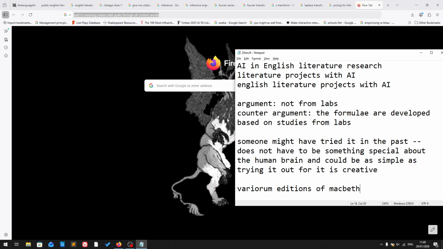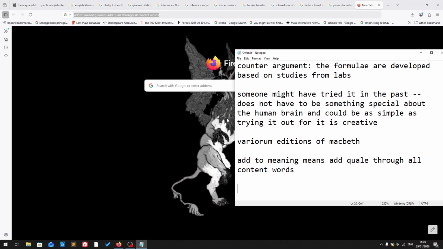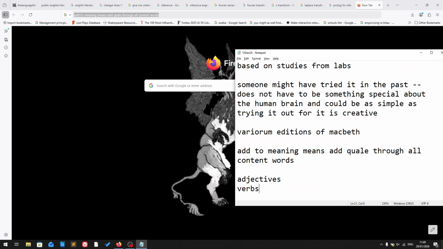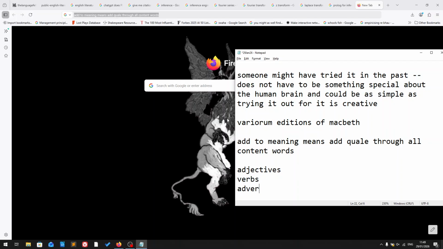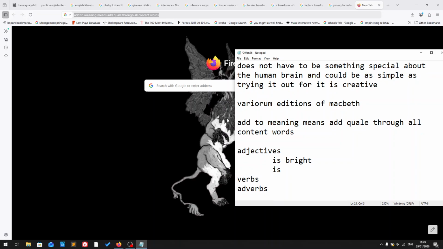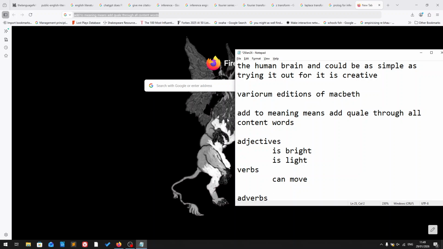That's what you'd say. So what this means is adjectives, verbs, adverbs. So is bright, is light, can move, can stand.